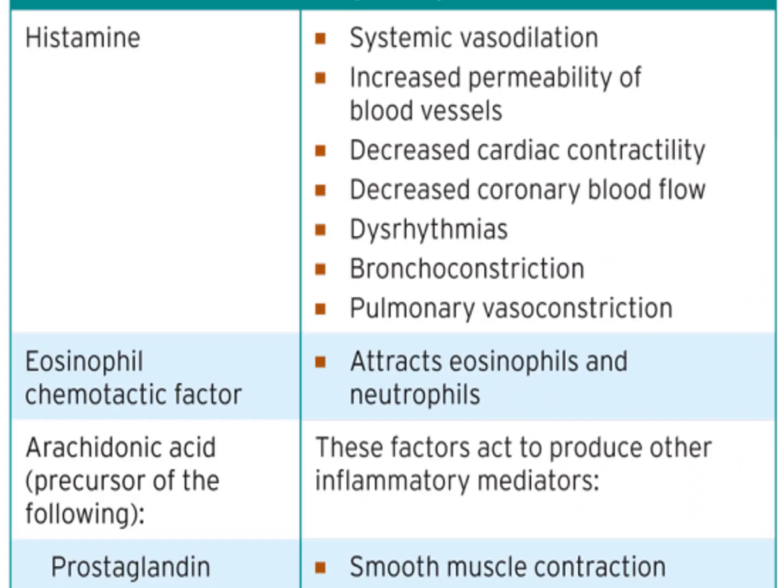And so here's all of those chemicals. And again, this is something that's in your book, good note-taking material right here. A histamine causes vasodilation and increased permeability in the blood vessels. It's going to decrease contractility and decrease your coronary blood flow. It then makes you a little bit more prone to dysrhythmias. It will cause bronchoconstriction and pulmonary vasoconstriction.